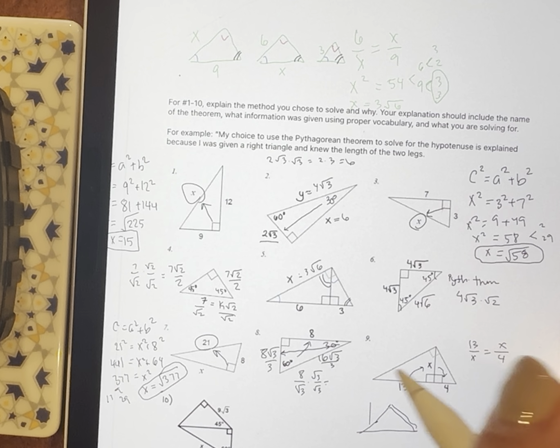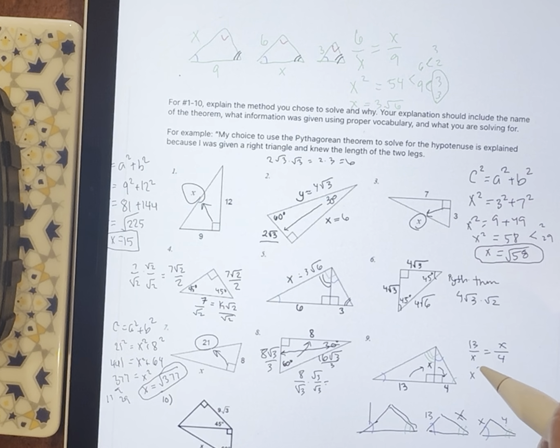Let's see what we got here. If this is the blue, this is the blue. And if this is the green, this is the green. And so we have that 13 is across the green on the medium, that 4 is across the blue on the small one, x is across the blue on the medium, and x is across the green on the small one. So we get the same 13 over x equals x over 4.